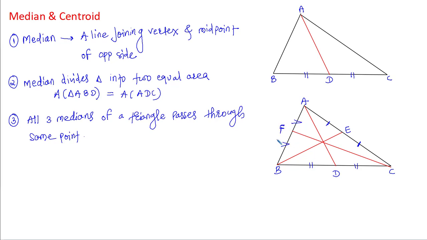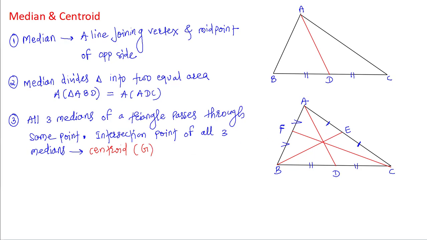So all 3 medians of a triangle pass through the same point, and that point is called the centroid. The intersection point of all 3 medians is called the centroid, which we usually represent by the letter G. Let me write this. So this point is G, this point is the centroid, the intersection point of all 3 medians.